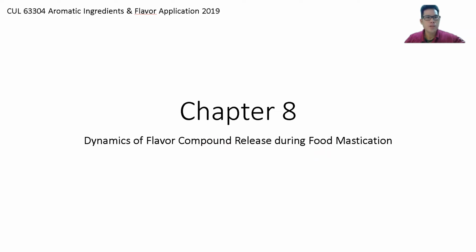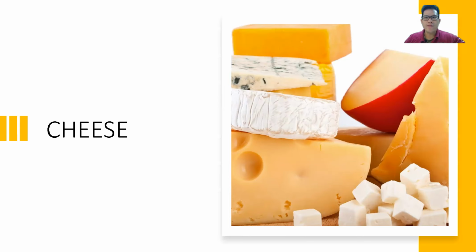All right. So the examples we're going to give today for this chapter 8 are cheese and candies, the candies that are made of gelatin. So we're going to use the cheese and the candies as examples. Let's look at the first one here, which is the cheese.